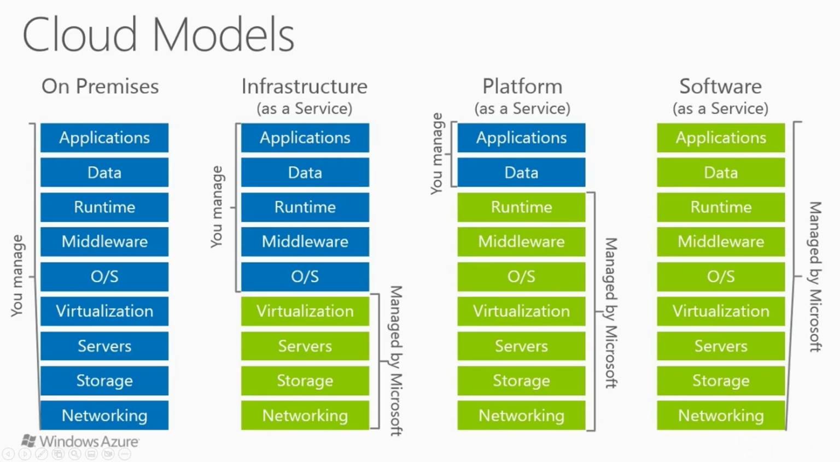Cloud models: we have many models. On-premises means we need to take care of everything: application, data, runtime, middleware, everything. We need to install, take backups, and do all the monitoring. But if we take infrastructure as a service from the cloud provider, then these things are managed by the cloud provider. Microsoft will take care of those, and we manage the rest. That means we manage our applications, our application data, their runtime environment, middleware, and the operating system we want to run our applications on. All these things we take care of.